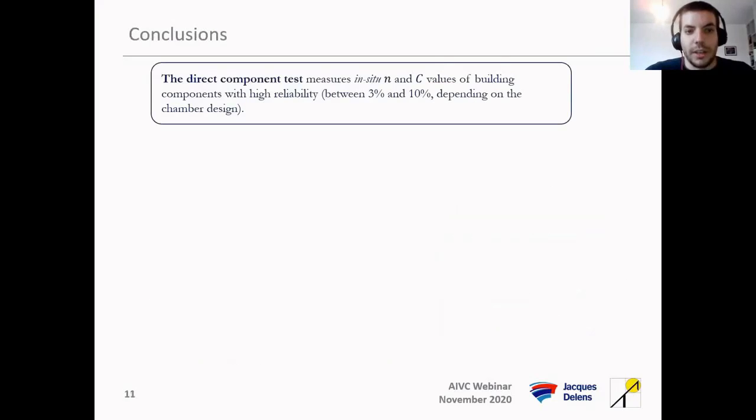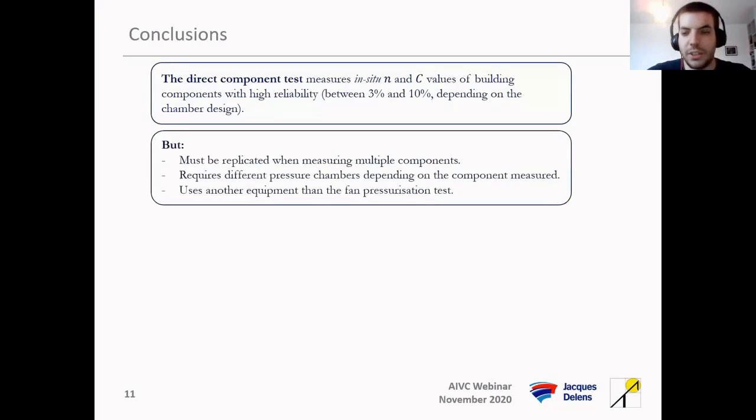As a conclusion, the direct component test measures in situ the airflow exponent and the air leakage coefficient values for building components with quite high reliability. I found in my repeatability tests uncertainties between 3% and 10%, depending on the chamber design. However, the direct component test should not always be preferred over the reductive sealing, obviously, because it has a couple of disadvantages that the reductive sealing does not have, and so the tester should really select the appropriate test when needed.